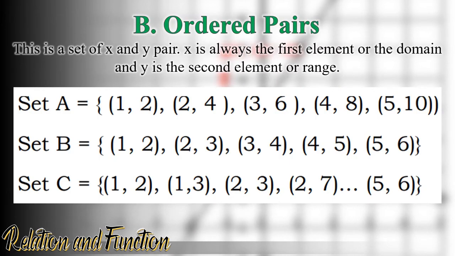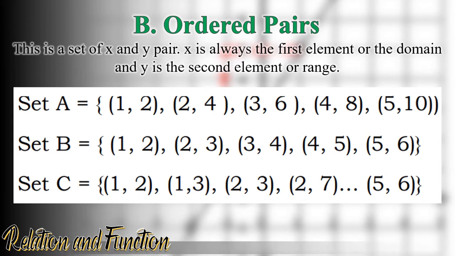Next, we have the ordered pairs. This is a set of x and y pair. X is always the first element or the domain, and y is the second element or the range. Okay? Di ba sa ating ordered pair, meron tayo dyang x, y. So, yung x natin is the first element or what's so-called the domain, and y is our second element or what's so-called the range.